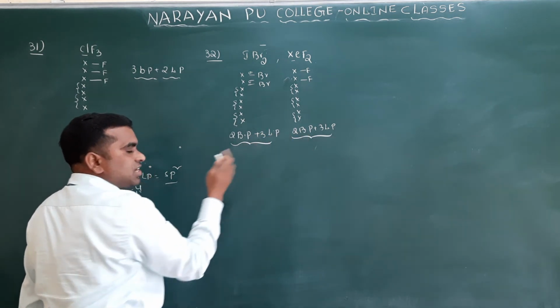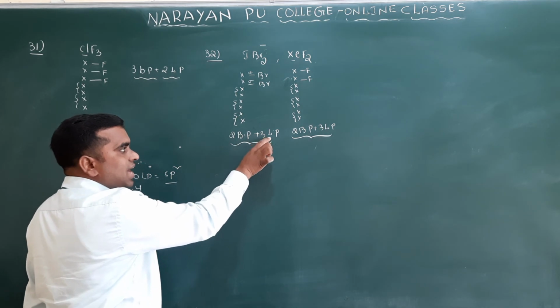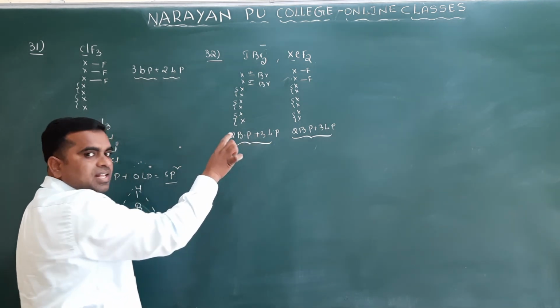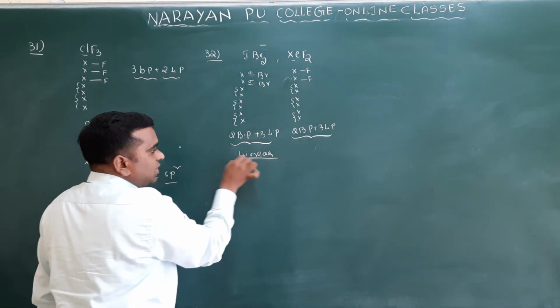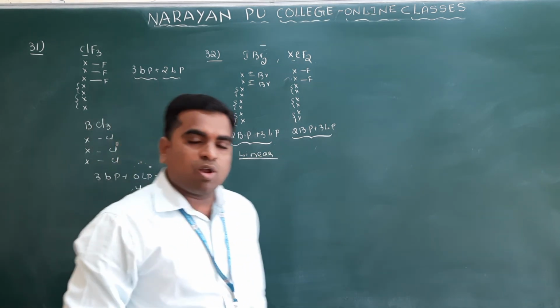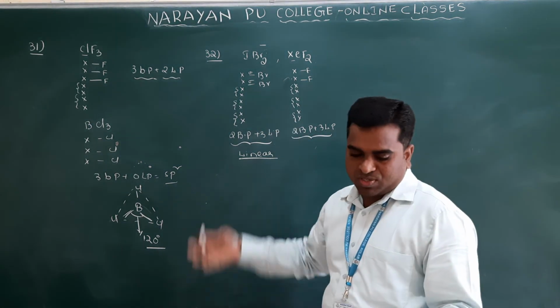We have the same structure. What is the structure here? Linear. I already said whenever lone pairs are greater than bond pairs, the shape of the molecule is linear. So that's why both are linear molecules only. Both have the same structure, so they are isostructural.